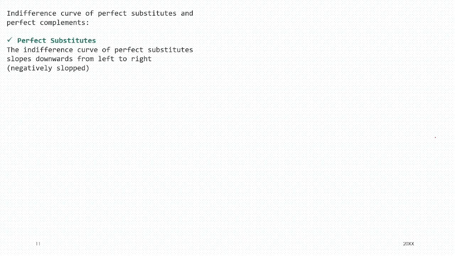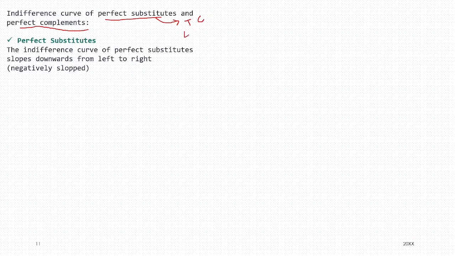Now here come two concepts, perfect substitutes and perfect complements. We have to study the indifference curve of perfect substitutes and perfect complements. First, we should know what perfect substitutes and perfect complements are. Perfect substitutes are goods which are identical, like tea and coffee. Both are used for the same purpose. So tea and coffee are perfect substitutes.